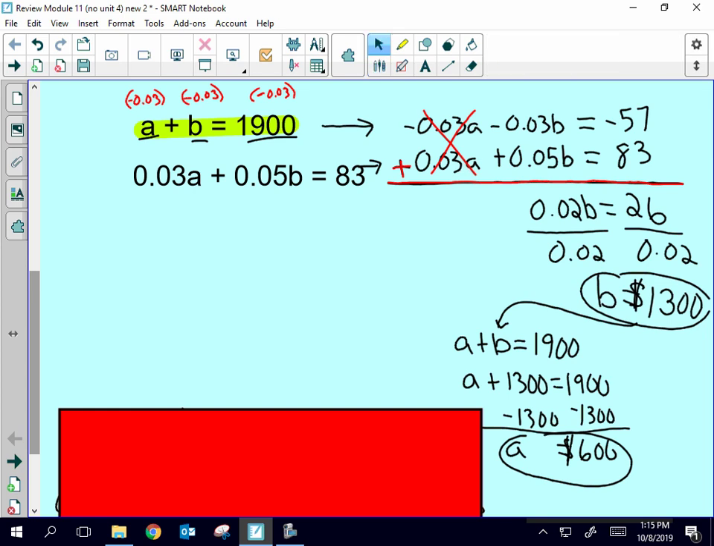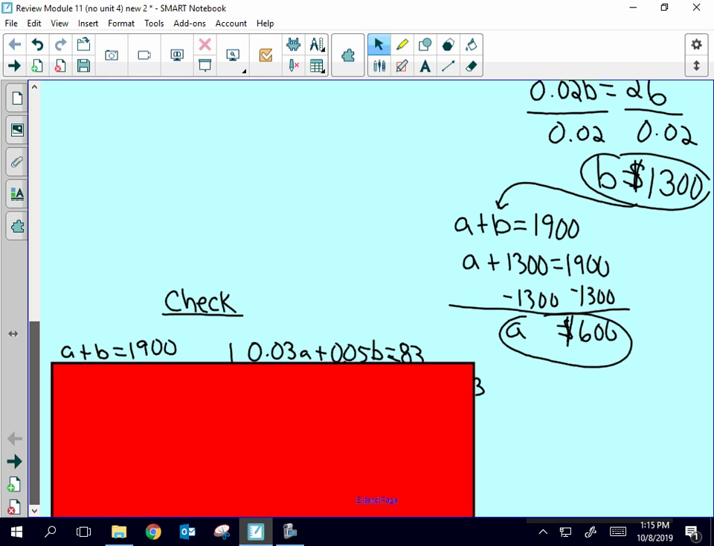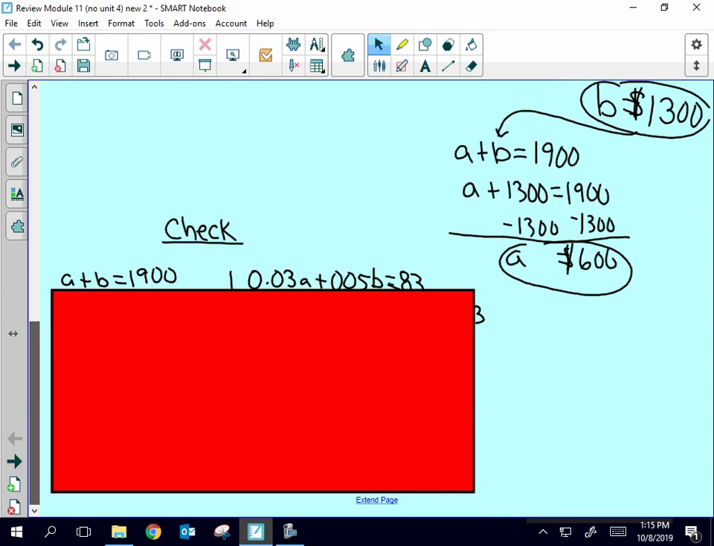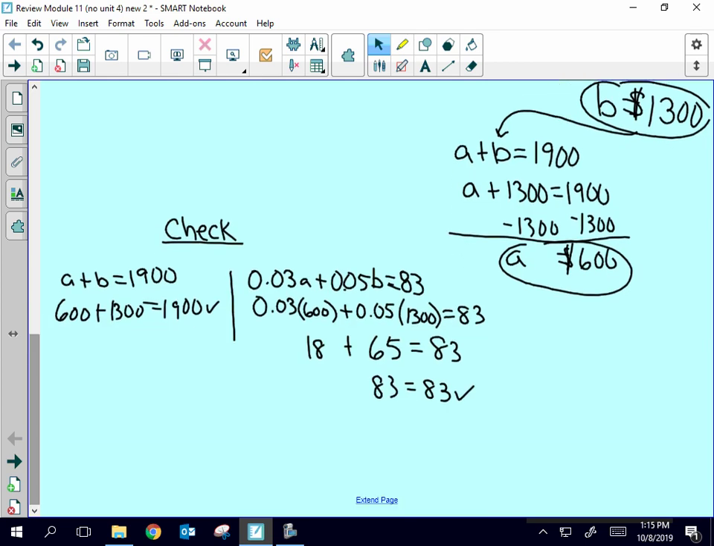I do want to check this, so I rewrite both equations and I plug in A and B to make sure that both sides of the equation hold true. At any time you can pause this and make sure you understand it, rewind if you need to.